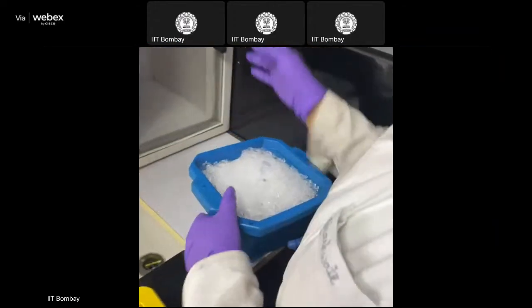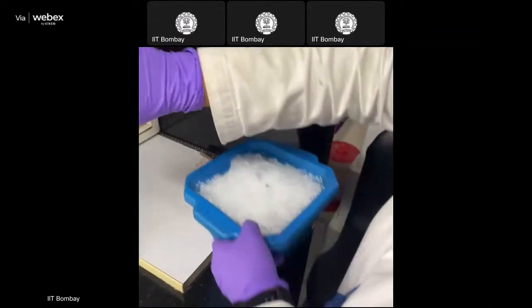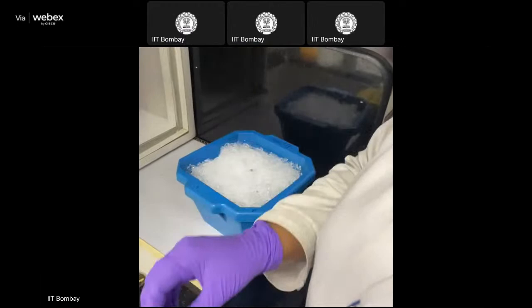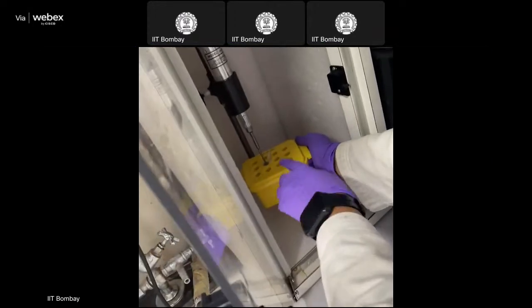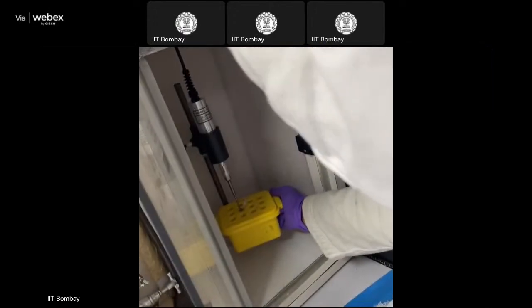So this step will be done on ice. You can use a mini cooler or you can place your sample in ice. Here I am using a mini cooler to sonicate my sample. So the probe needs to be dipped into the solution. Then I'll start.